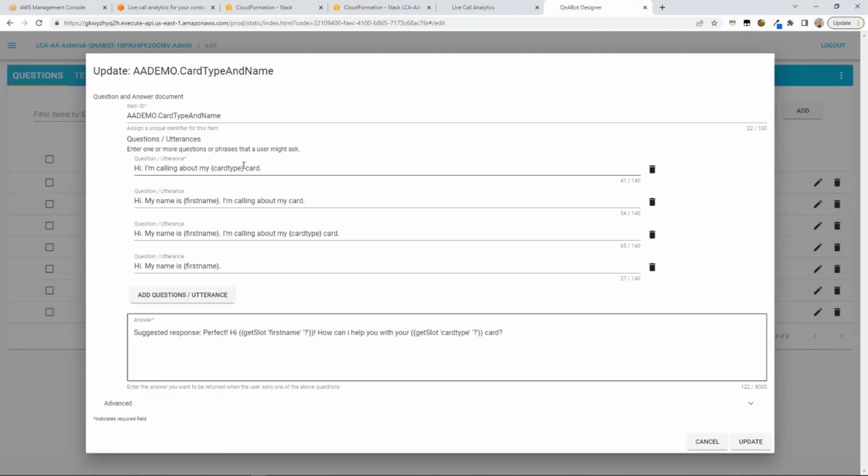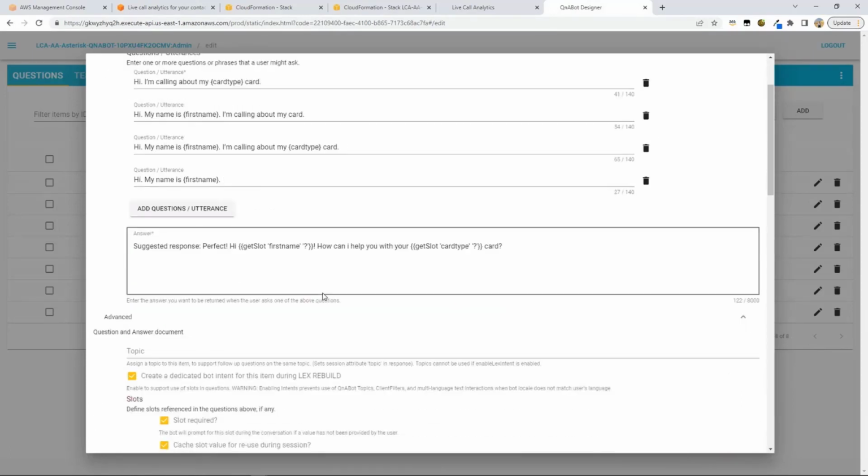It basically says, whatever the caller says here, capture it as a variable, the card type variable, and then we can use it later on in the conversation. So when I say I'm calling about my rewards card, it actually captures the fact that the card type is a rewards card. And then I can use it later. For example, down here, you can see I'm actually referring to the value of that card type whenever I provide the answer back for the agent assist message.